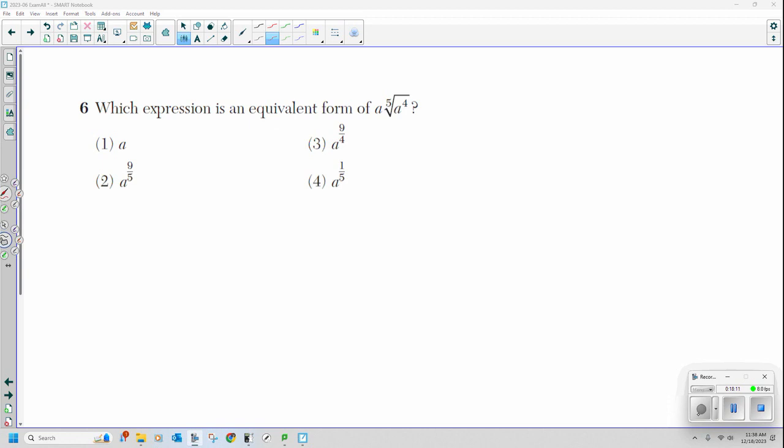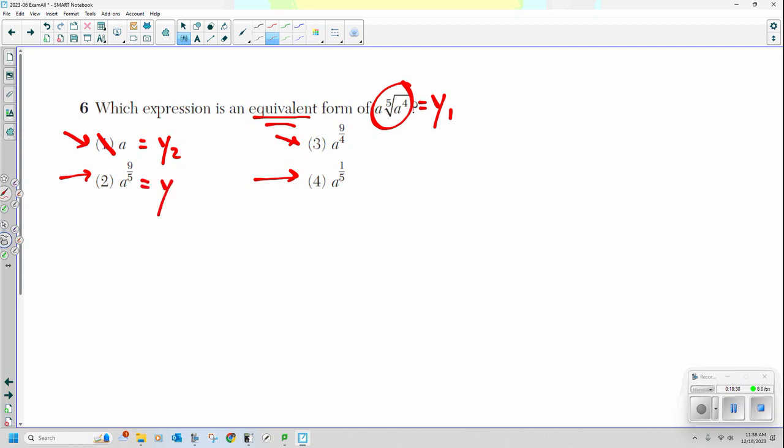First of all, if I graph this in y1, and they're equivalent, that means one of these, choice 1, choice 2, choice 3, choice 4, would have the same exact graph. Meaning I would put this in y2 and see if it's the same. If it's not the same, it's not equivalent, so it wouldn't be an answer. I can see if the graphs are the same.